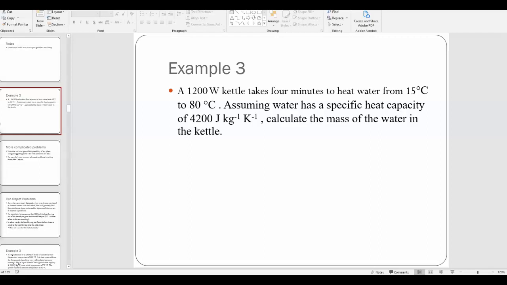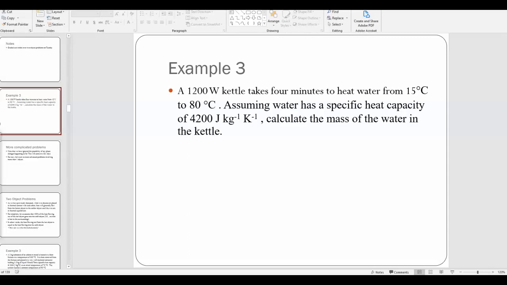Alright, so in this video, we're going to move on to talking about specific heat capacity problems. In the last video, we just did some very basic specific heat capacity problems. In today's video, we're going to talk about two object problems, but before we get to that, I want to see a problem with power. Okay, so take a look at example 3.